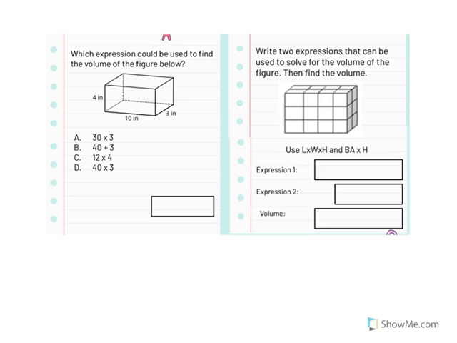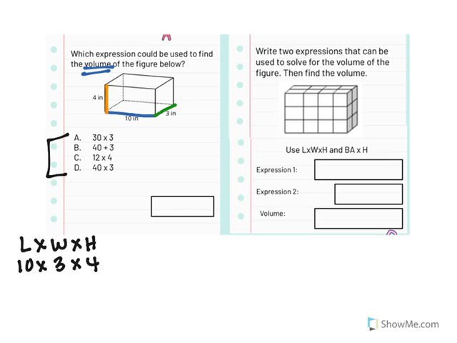Let's look at question 3. It asks which expression could be used to find the volume of the figure below. I see in my figure we have a length of 10, a width of 3, and a height of 4. I know volume is typically solved using length times width times height, which means we would use 10 times 3 times 4. However, each of my answer choices only give me 2 values.